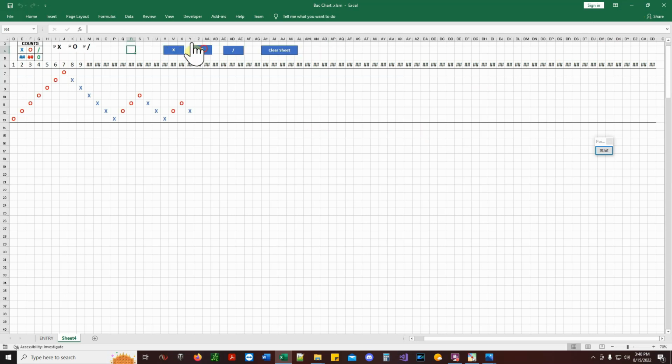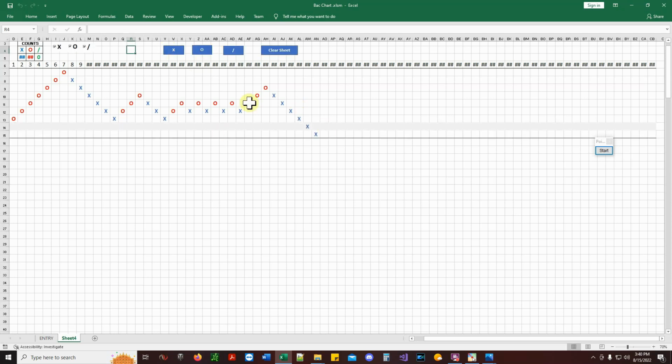Because when you get in a tight range like this right here, that can be very confusing.